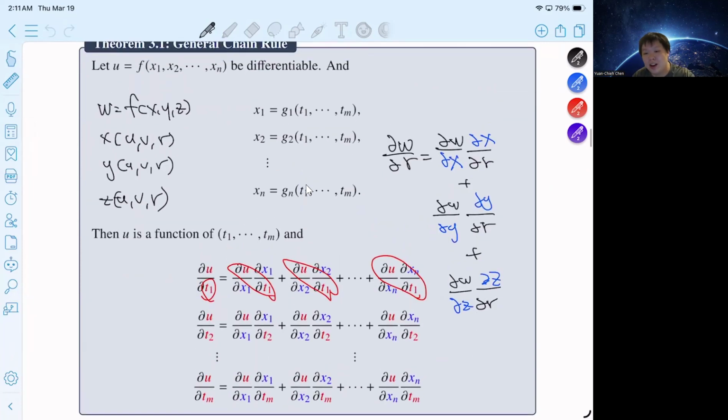If f depends on x1, x2 to xn, and x1 depends on t1 to tm, and I want to take the partial derivative with respect to t1, then we have to do the x1 chain rule, the x2 chain rule, and up to the xn chain rule. So this is the general chain rule. This is good to memorize, and I think this is not too bad.